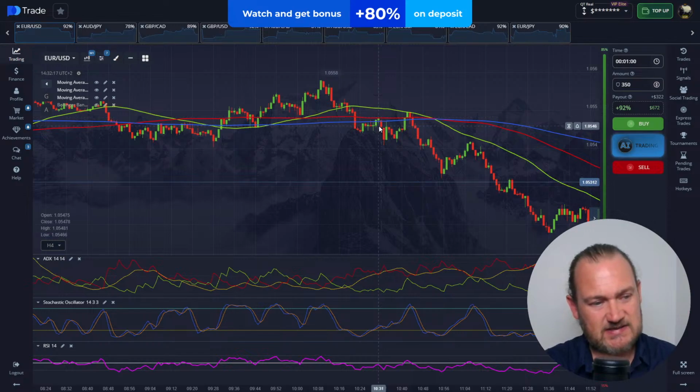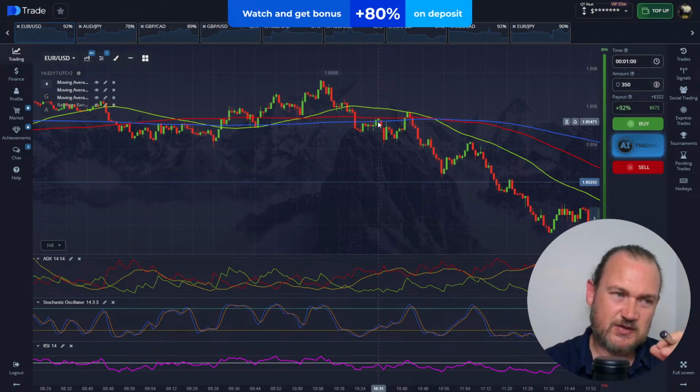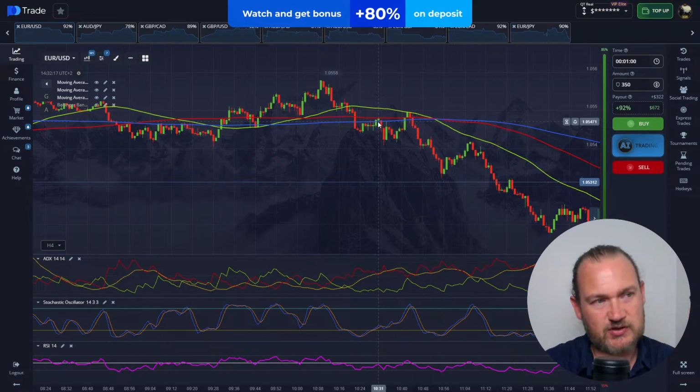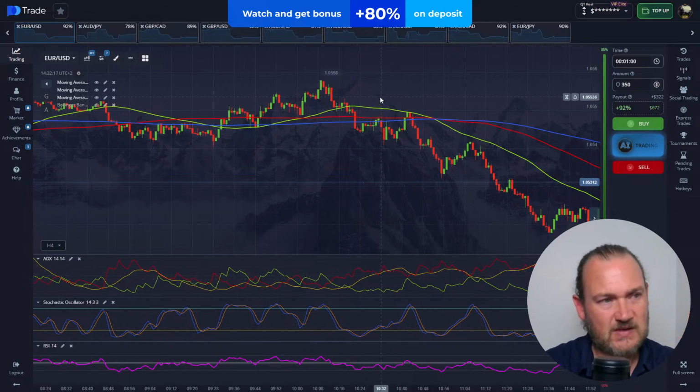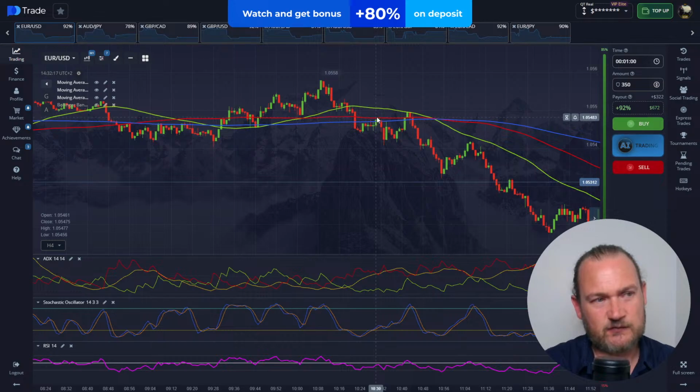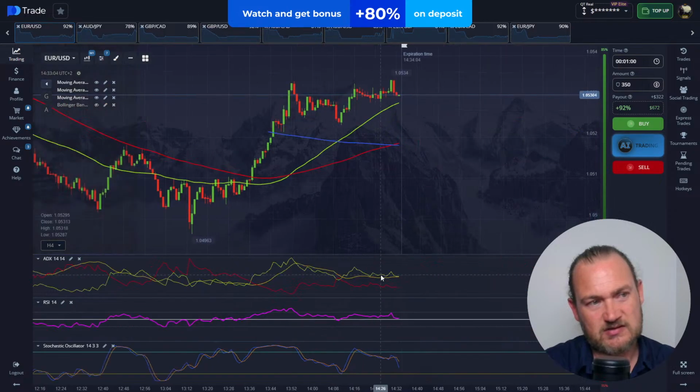We can see, though, and this is where it kind of gets tricky sometimes, and where you need to pay attention to one or two other things. The stochastic left the oversold area, but my ADX was still climbing. So what happened is price went back for a retest and it failed, and it did it again. You can see the ADX was climbing this whole time.